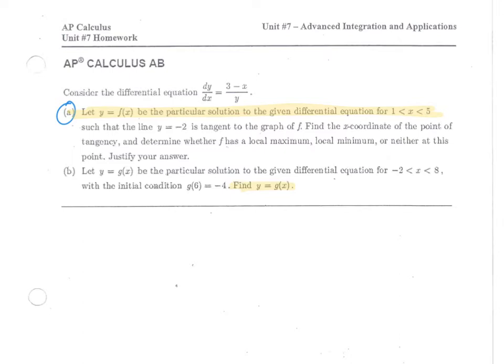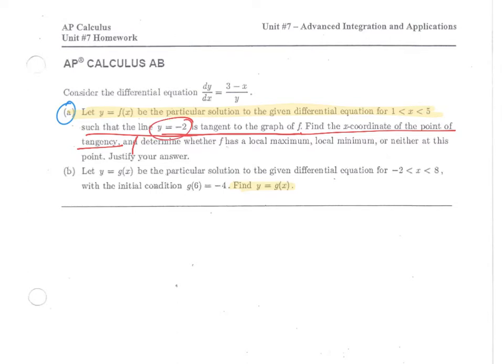So we've got this part in the second line that says such that the line y equals -2 is tangent to the graph of f. So then they're asking us to find the x-coordinate of the point of tangency. And then there's a second part. I'm going to stop there and come back to that after I figure out the x-coordinate of the point of tangency.